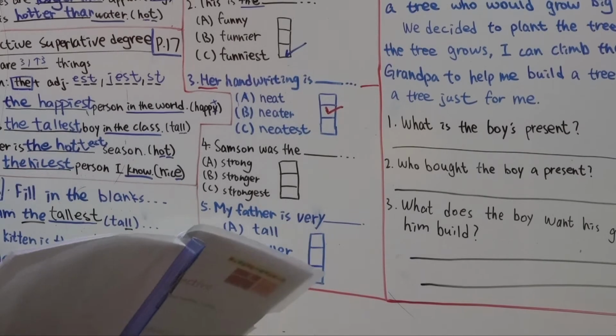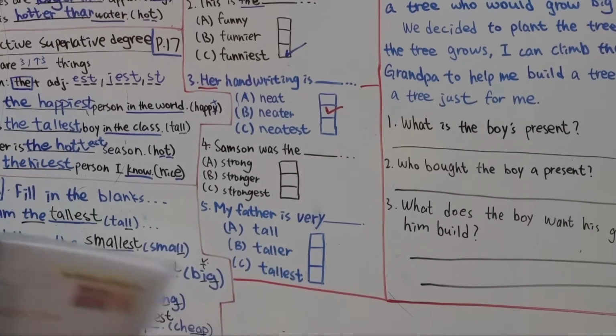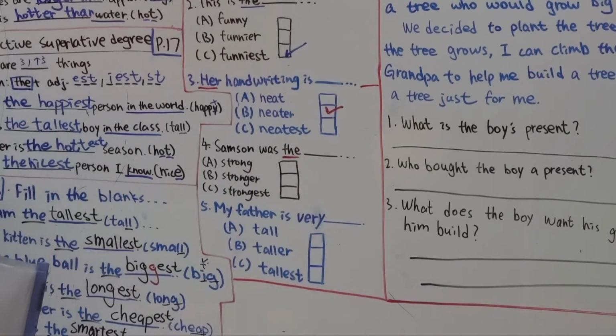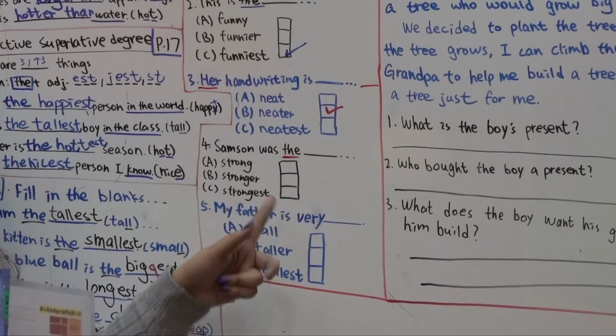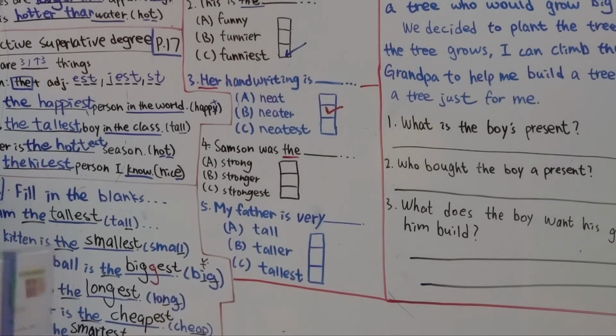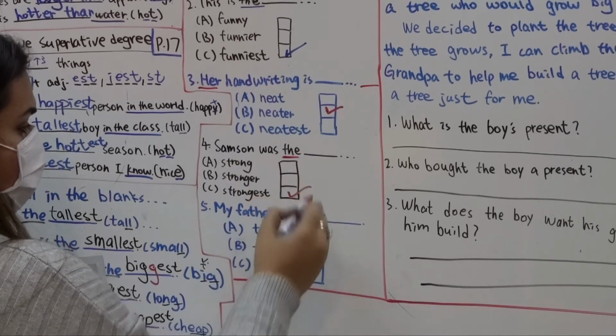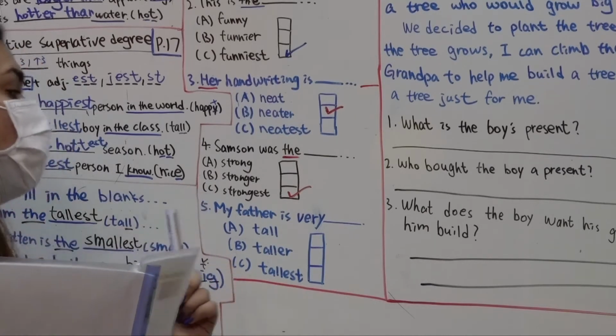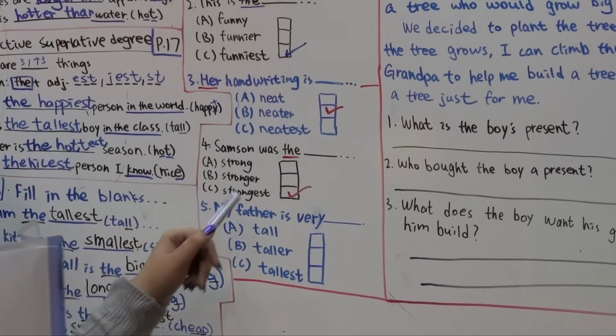Number 4. Samson was the what man in the world? Wow. Was the. Okay. This word, the, tells you something, right? What kind of adjective do we use after the? We use the normal one, we use comparative, or we use superlative. Superlative. Samson and in the world. So there are many people in the world. This also tells you that we use superlative, okay?